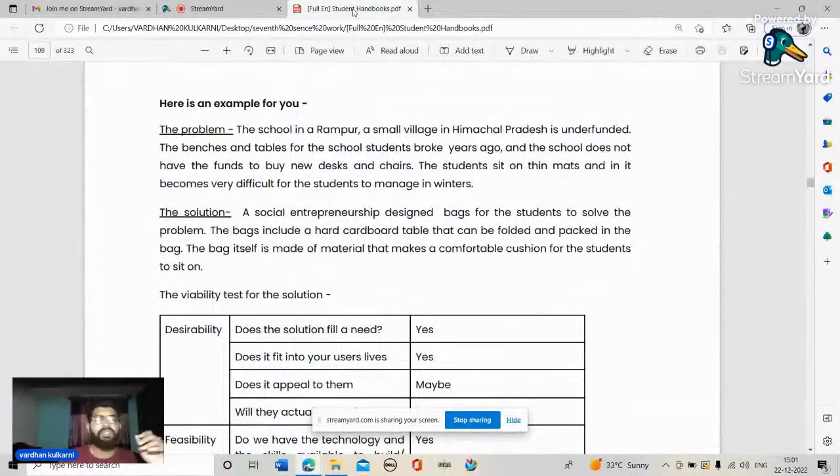The problem and the solution. So the problem is the school in Rampur, a small village in Himachal Pradesh, is underfunded. The benches and the tables of the school have been broken for years, and the school does not have funds to buy new desks and chairs.